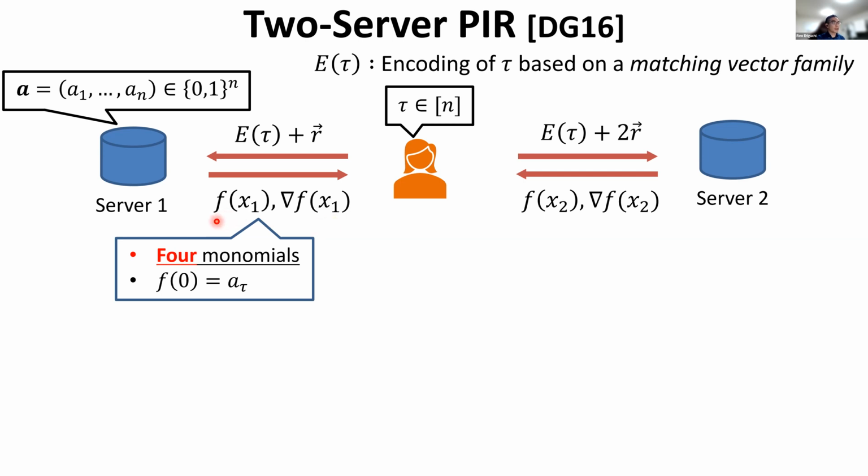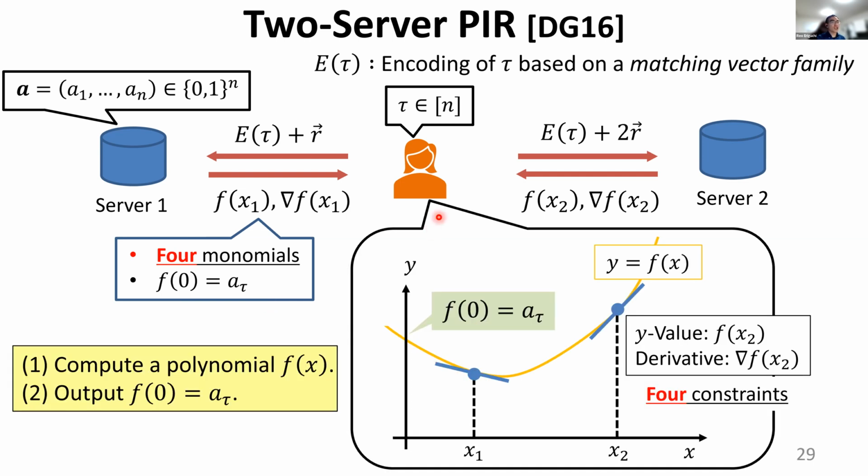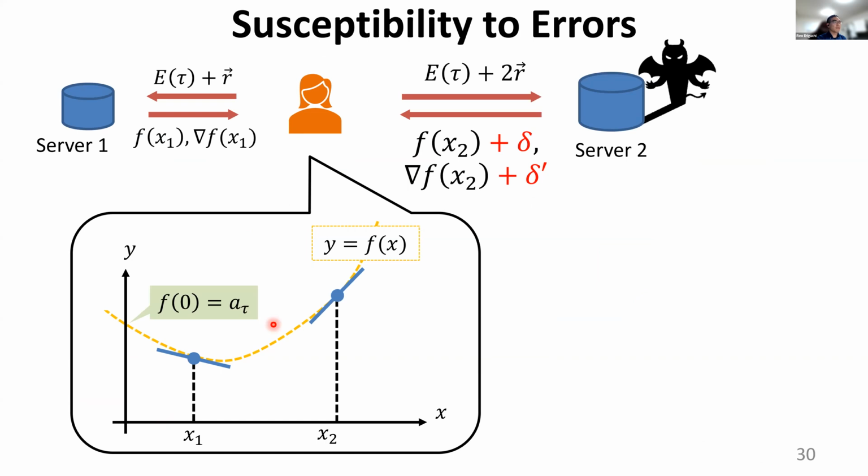Here, f is a sparse polynomial with only 4 monomials, and the constant term is A of tau, which is the item of the client's choice. So then she has obtained 4 constraints, 2 values and 2 derivatives on the function f. Therefore, she can recover the interpolating polynomial f from its values and derivatives. Finally, she can output the correct value simply by looking at the constant term. So it indeed satisfies correctness, but it doesn't work if one of the servers is malicious.